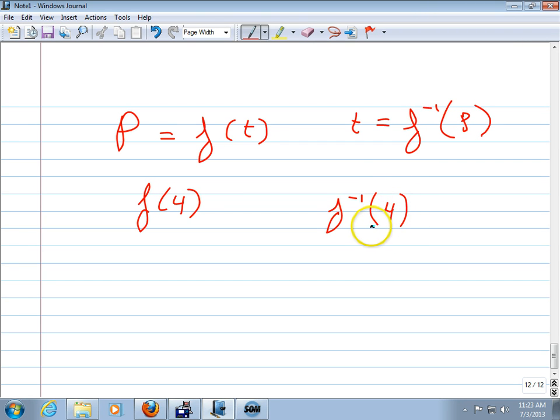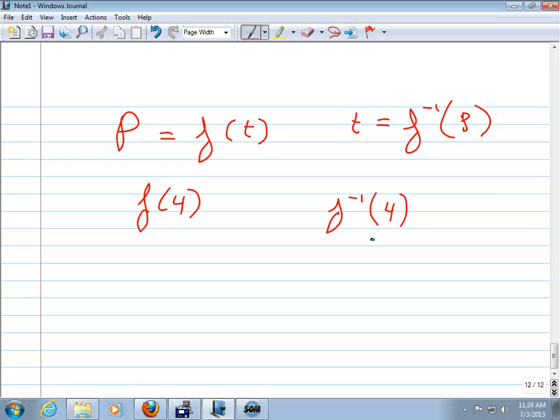If I'm plugging in population, remember P was in what units? Thousands of robins or something, right? So this means 4,000 robins. So I'm plugging in 4,000 robins and I'm getting out the year that we had that population, whatever that year was. If such a year exists. It may be undefined, who knows. Okay? That's what inverse functions do.